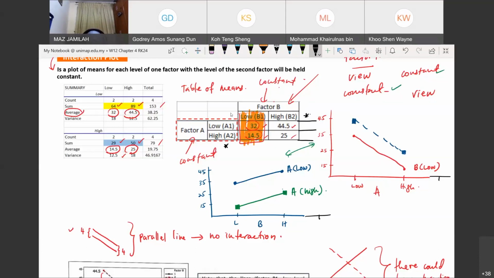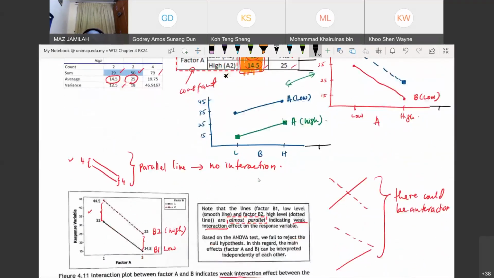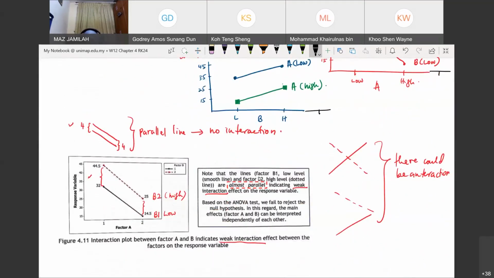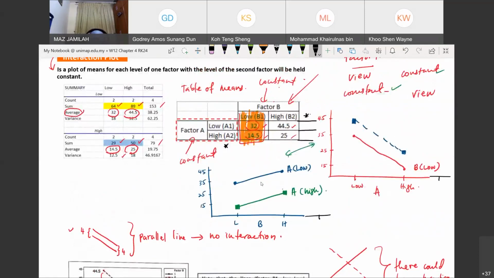Is it clear, class? Or is it okay? Okay, so I believe some of you might still be wondering, so it's okay. Go back and do it on your own, draw it on your own. It will be much easier if you do it on your own, because you experience how to choose what level to what level and which line to draw.